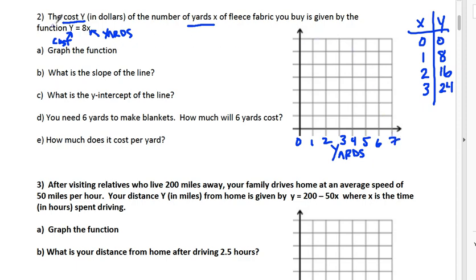The y-axis was the cost, and our y values, you can see how they're going up by 8 each time. So I could label it 1, 2, 3, 4, 5, 6, 7, 8, but then I'm going to run off my picture very quickly. So maybe if I go by 8s, that'll make it nicer. So 8, 16, 24, 32, 40, 48, 56.